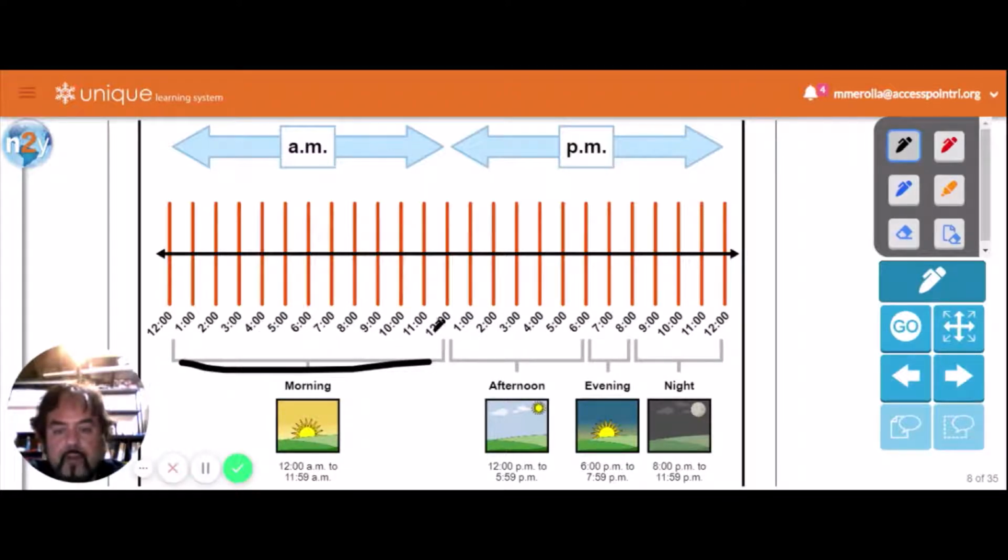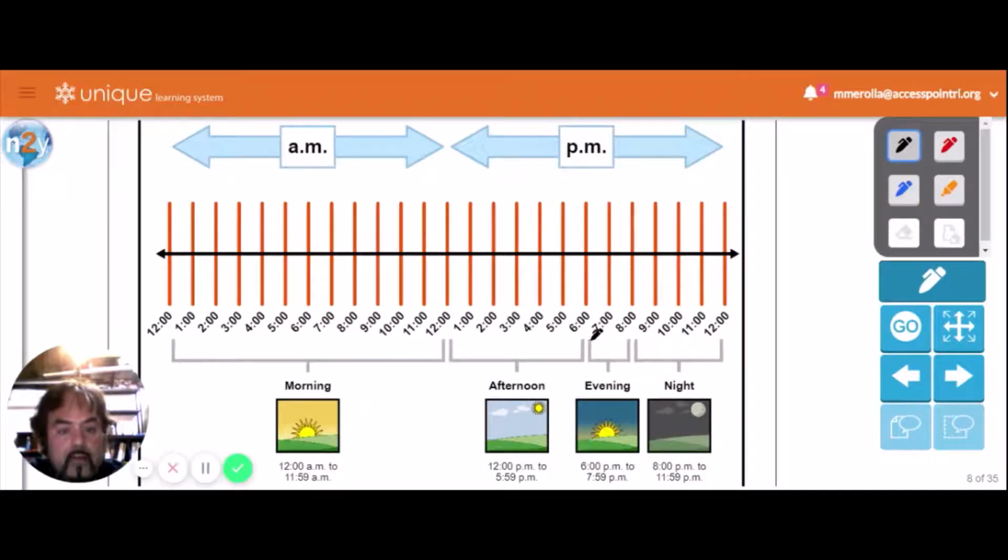All right, anything from 12 midnight to 12 in the afternoon, 12 o'clock noon. So okay, 12 a.m. to 11:59 a.m. is morning. Afternoon is 12 o'clock p.m., high noon, lunchtime, to 5:59 p.m., 1 minute before 6 o'clock. All right, so afternoon, okay, as you can see, is from 12 p.m. to 5:59 p.m.